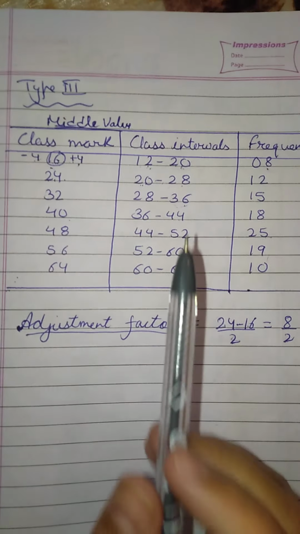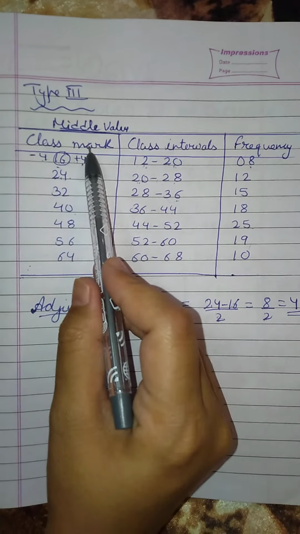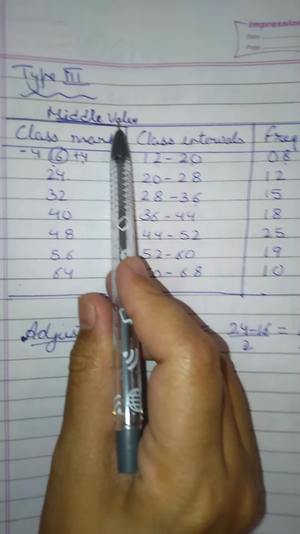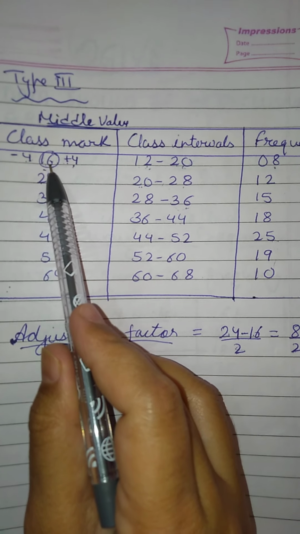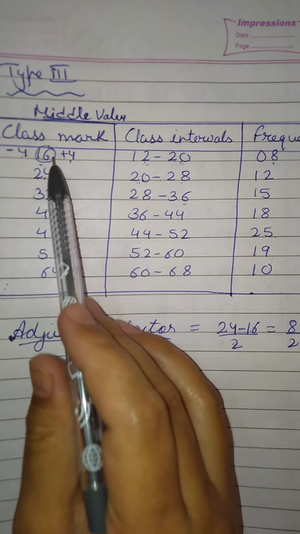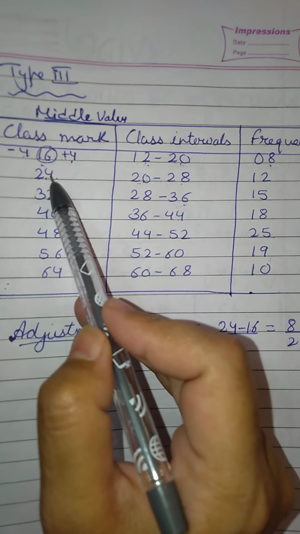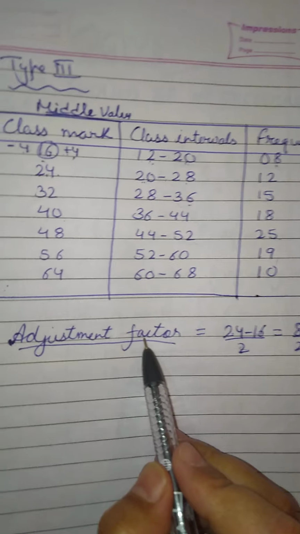This is our third type of statement. When class marks are given, students, class mark means the middle value of the class interval. Now our first class marks were 16, 24, 32 and 40, and so on up to these were the class marks. What is the gap between two class marks, 16 to 24? We will find the adjustment factor with that.